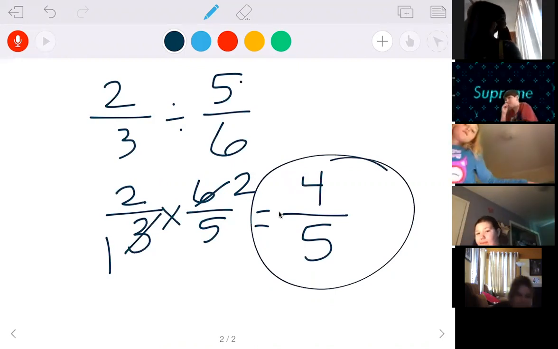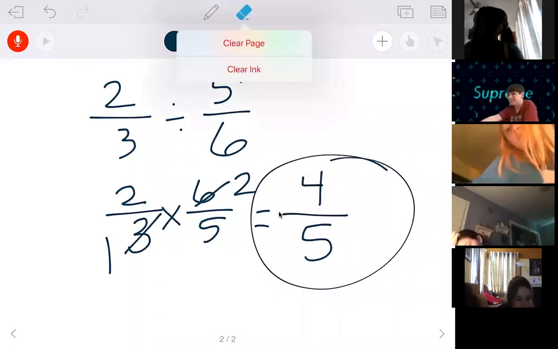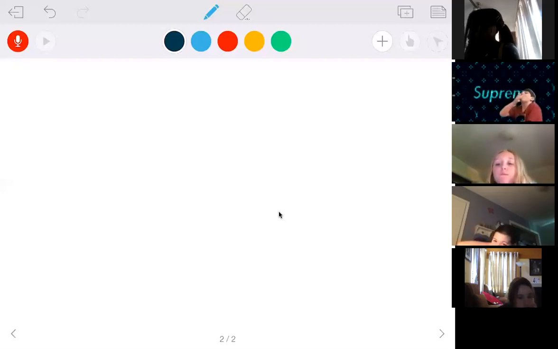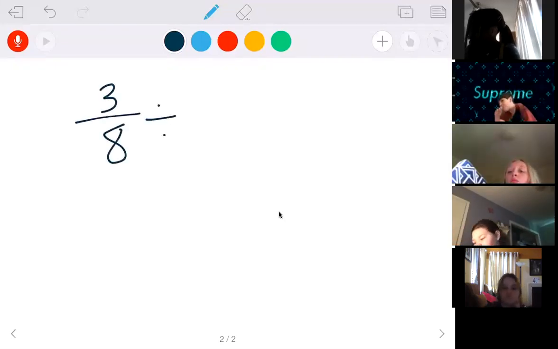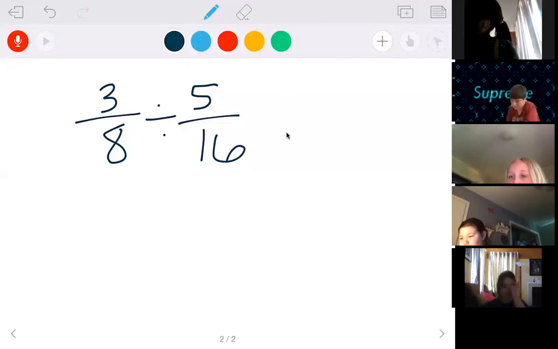Okay, I'm gonna give you another one to try. This one's a little bit of a bigger number. 3/8 divided by 5/16. Okay, 3/8 divided by 5/16.